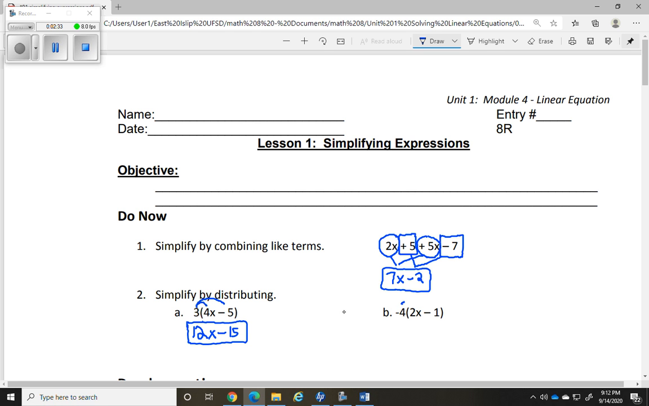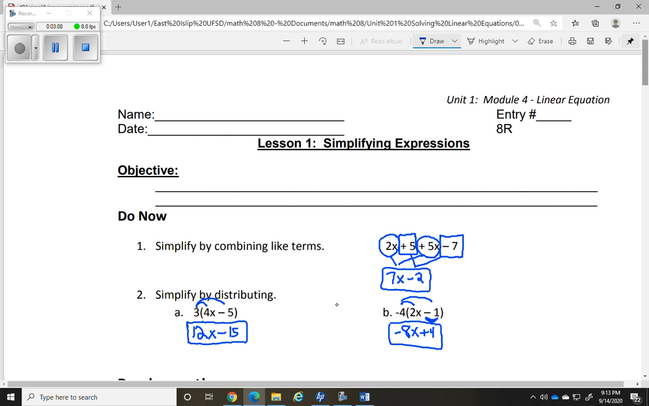Here, be careful when you distribute a negative. A negative 4 times 2x is a negative 8x. And this is a negative 4 times a negative 1. Remember, if you did keep, change, it's definitely a negative 1. You'll see that I tend not to do a keep, change. I just know that that minus sign belongs to the 1, making it a negative 1. So a negative 4 times a negative 1 is a positive 4. And there's our do now.